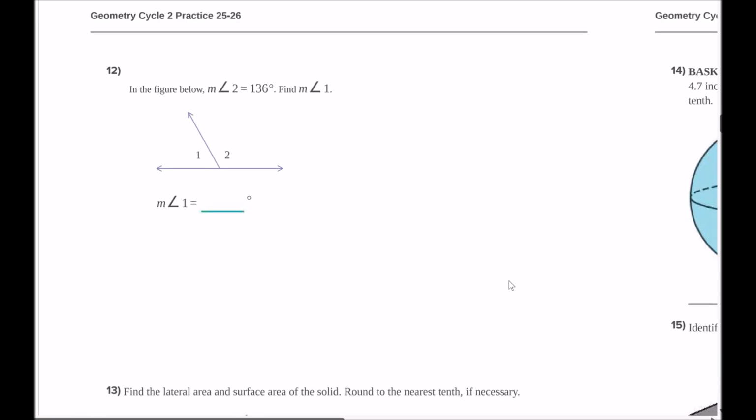Number 12, in the figure below, the measure of angle 2 is equal to 136 degrees. Find the measure of angle 1. Okay, so we have 136 degrees for that. We want to find angle 1. And so now these add up to 180 degrees because they form a linear pair. Okay, they're a linear pair.